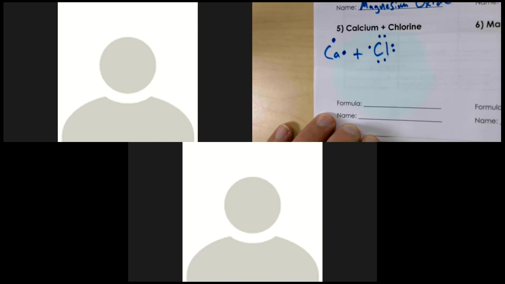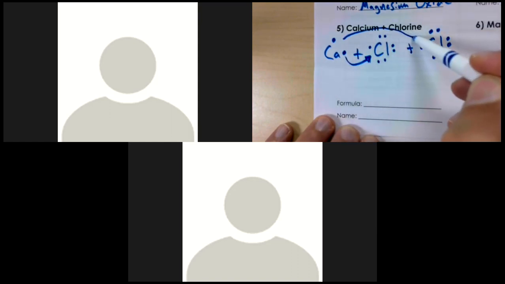There's too many electrons. Can chlorine take in 2 of calcium's electrons? No, it cannot. Chlorine only has room for 1. It already has 7. So how do I fix this? Well, I need to get rid of 1 more electron.